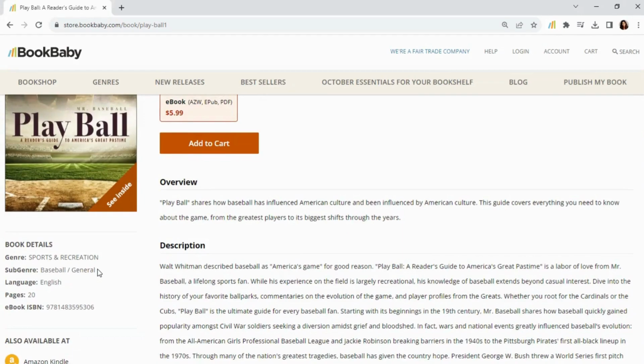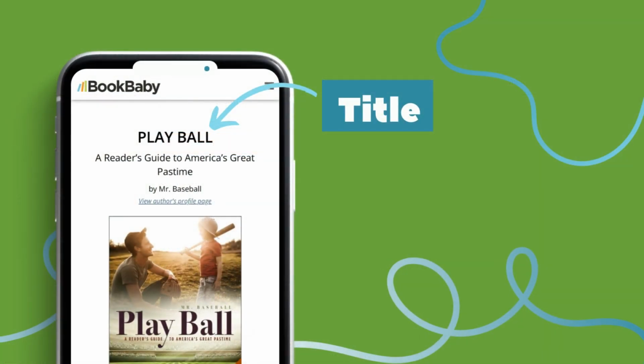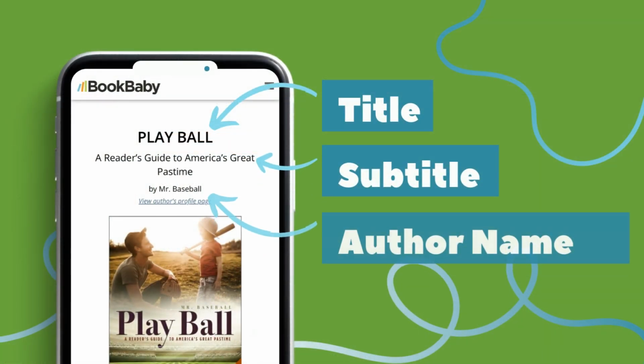Let's take a look at the specific metadata for Play Ball, starting with the title, subtitle, and author name. Each of these needs to be correctly spelled and match what's on your book cover. Another note with your subtitle is that you don't need to use colons in your title or subtitle, as having a subtitle denotes the need for colons. Your author name should also be correctly represented if you want to include a Mr., Miss, or Mrs. prefix, or if you have junior or senior attached to your name.